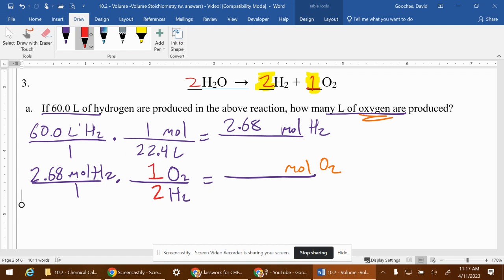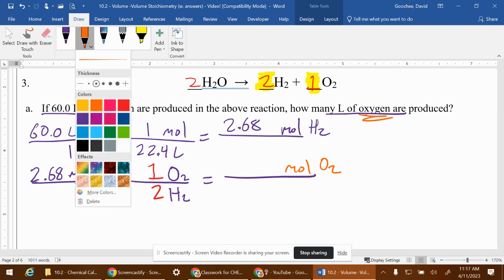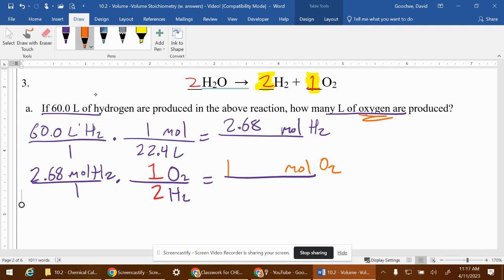So we're going to take 2.68 and we're going to multiply it by 1 over 2, or 1/2. We're just going to cut it in half. And I think I can do that in my brain. 1.34 moles of oxygen. Now the last step is we don't want moles of oxygen, we want liters of oxygen.